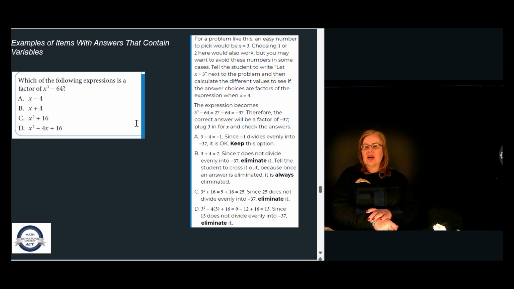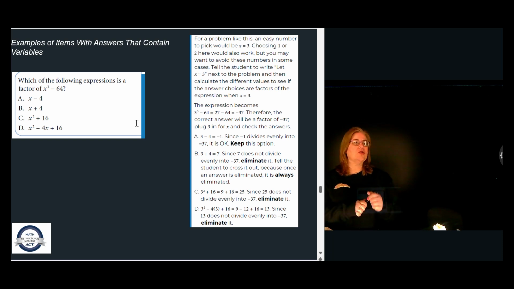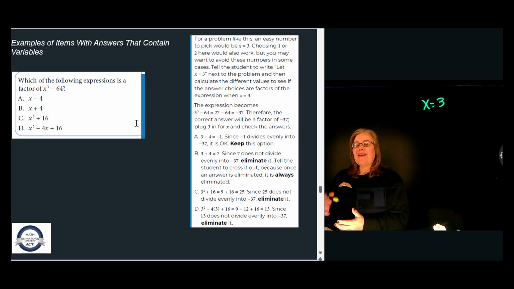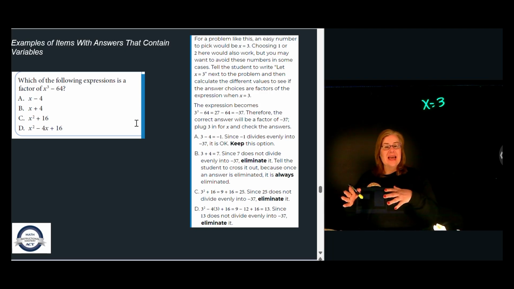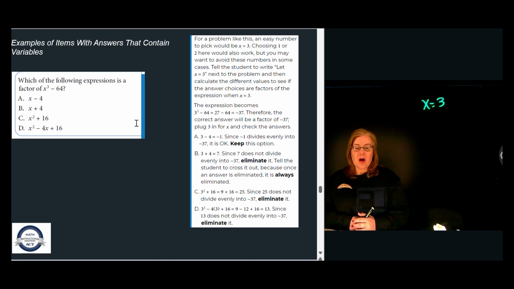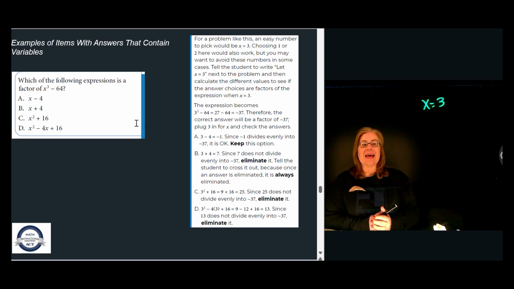I'm just looking at x to the third minus 64. I'm going to use some numbers. I'm going to say that x equals 3. Now, if I chose a 1 or a 2, I may not get what I need because of this difference of cubes. So I want to avoid some numbers in some cases because it's not going to complete the operations that we're doing. So we put x equals 3 by the problem as a reminder that x is going to equal 3 in this problem.